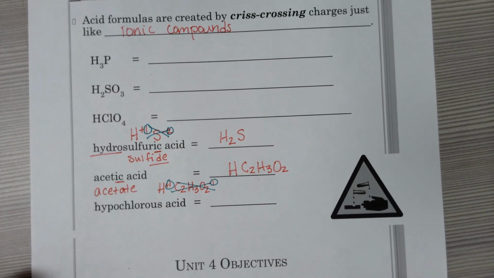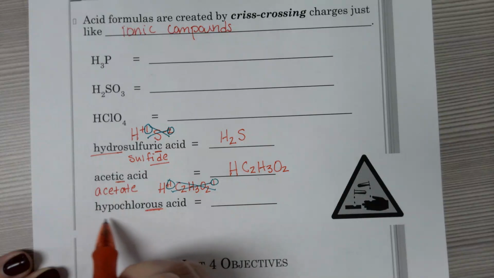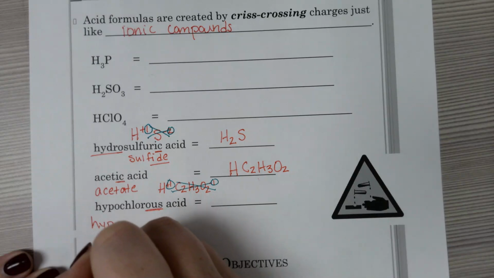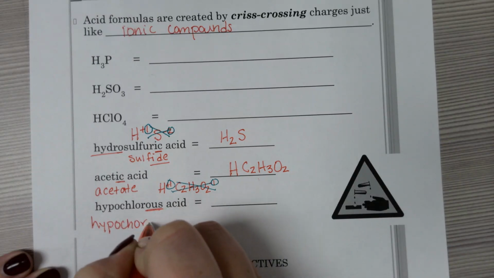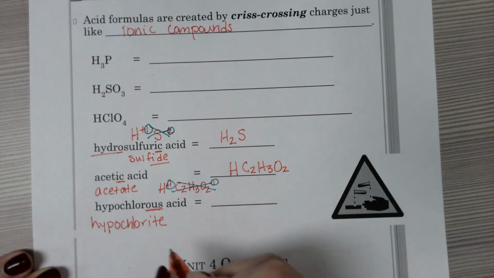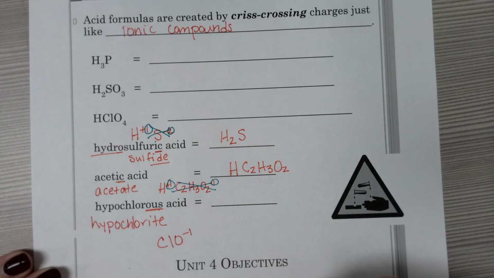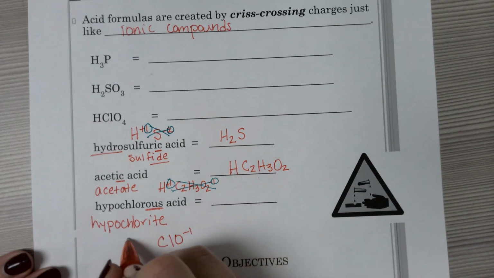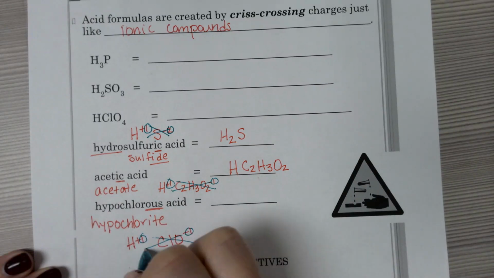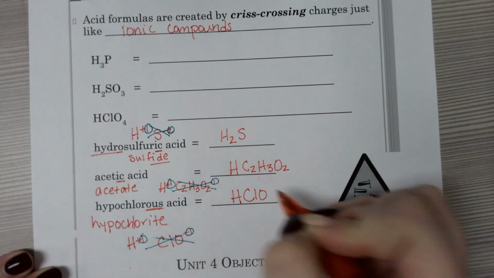All right, next one we have is hypochlorous acid. So we have chlorous on the end. This is hypo, not hydro, so we just leave that alone. So that means this is hypo, and OUS is ITE, hypochlorite, which is ClO -1. It's on your polyatomic ion list. Again, we're going to match it with hydrogen. Cross your charges. So HClO, one of each.